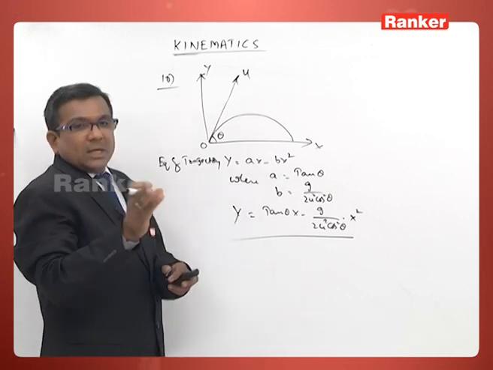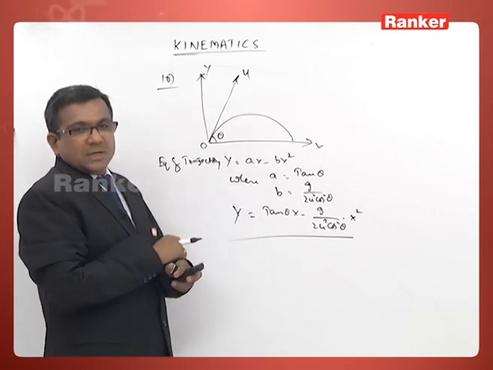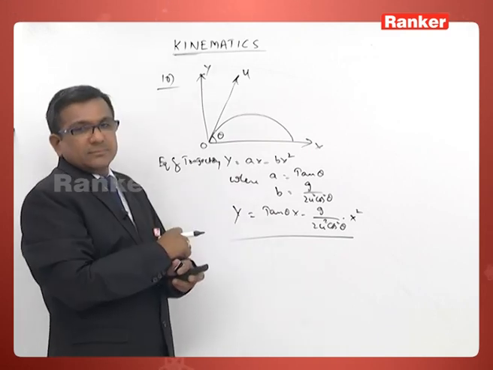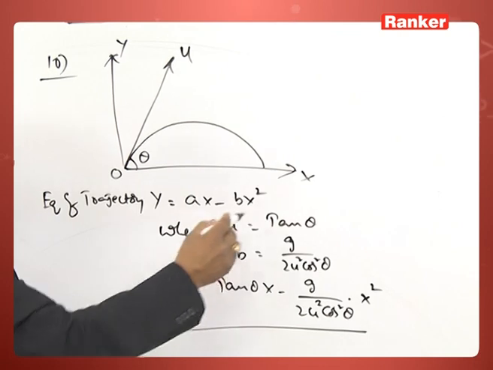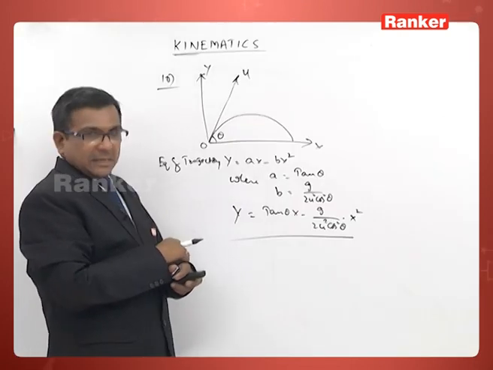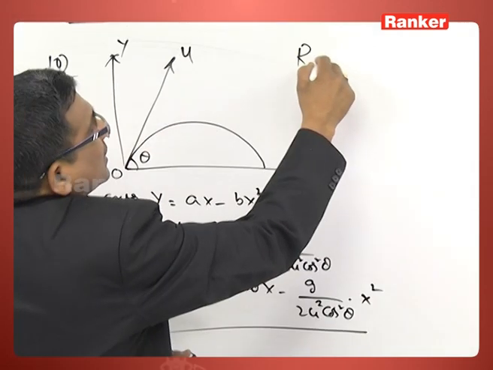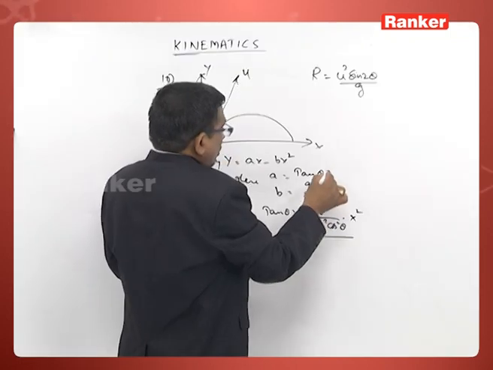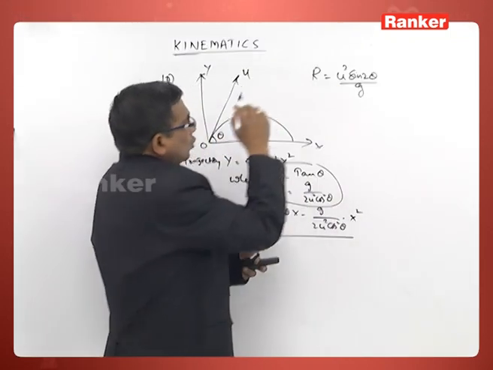From this, what is the range? First option a by b given, second option root a by 2b given. We have to express range in terms of a and b. So, a is tan theta, b is g by 2 u square cos square theta. Then how do you get the range? What is the formula for range? R is u square sin 2 theta by g. So, from these two we have to obtain it.